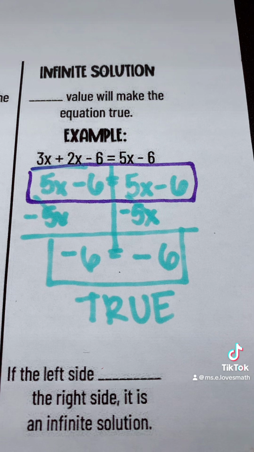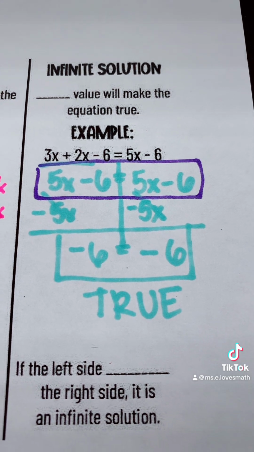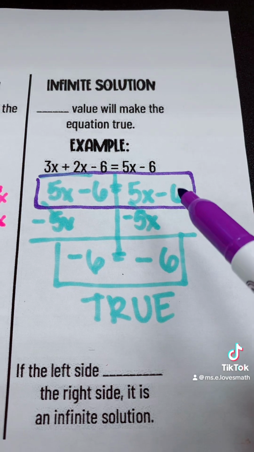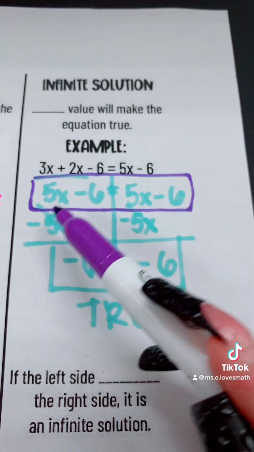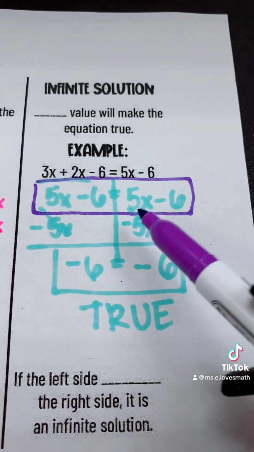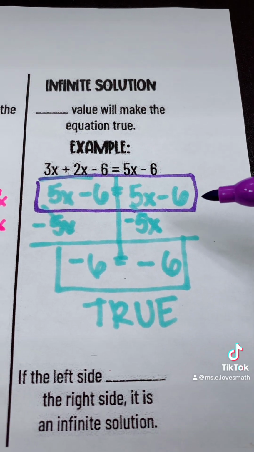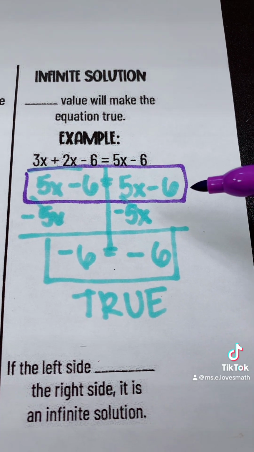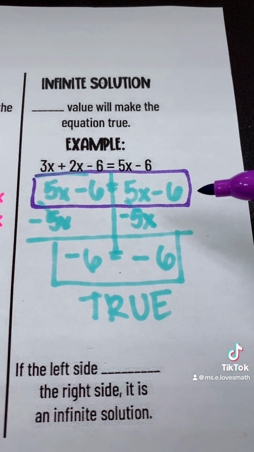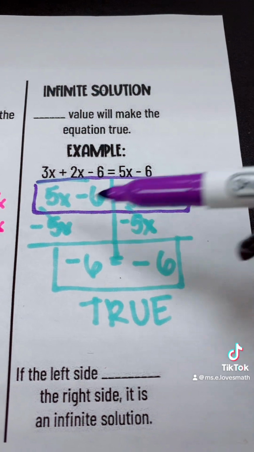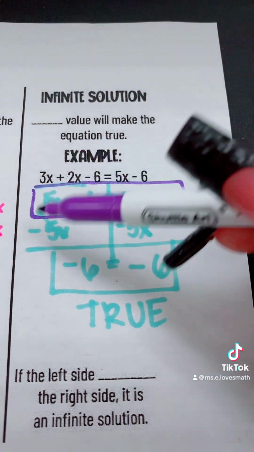And if you notice in the purple box, after I combined like terms, I ended up with the same thing on both sides of the equation: 5x minus 6 equals 5x minus 6. So at that point, if you notice that you have the same thing, you can also identify that it is infinite solutions.